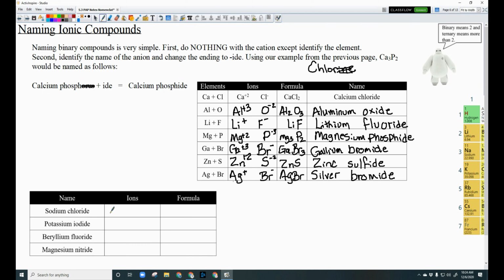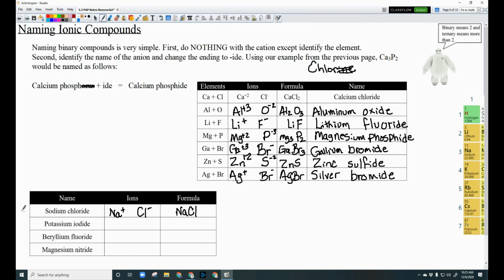All right, sodium. So we have sodium is a +1 ion, and we have chloride. We know chloride came from chlorine. So chlorine we know is a -1 ion. +1, -1 cancel each other out. So the formula unit is NaCl.